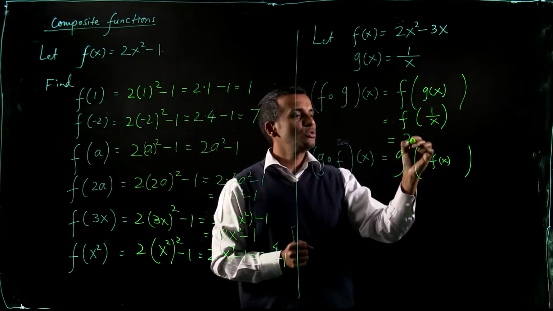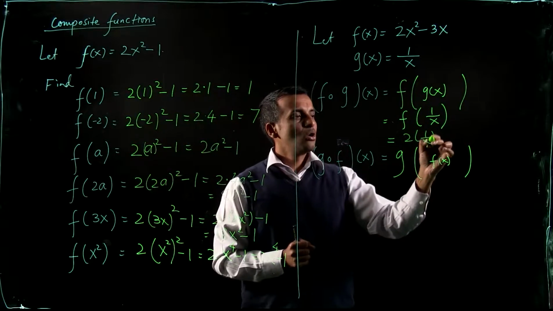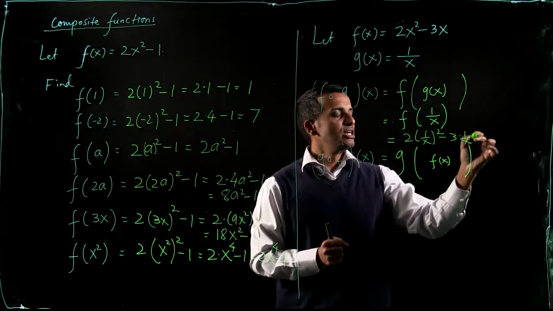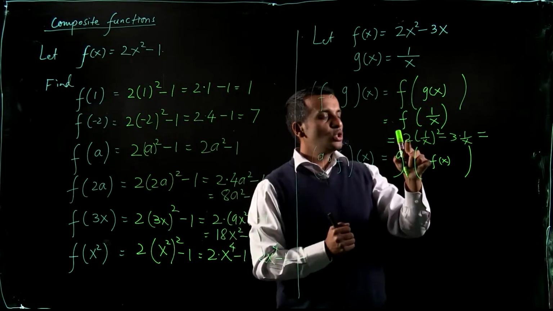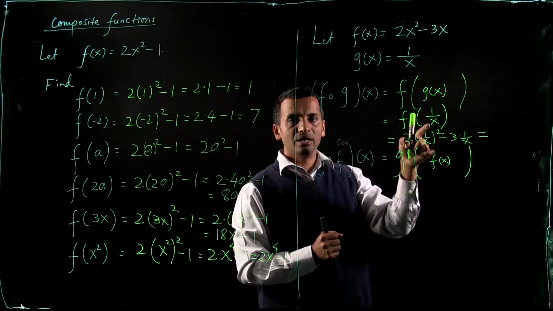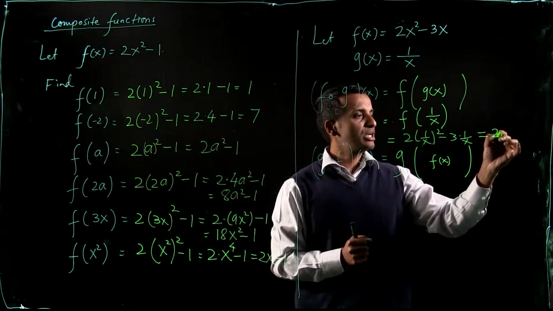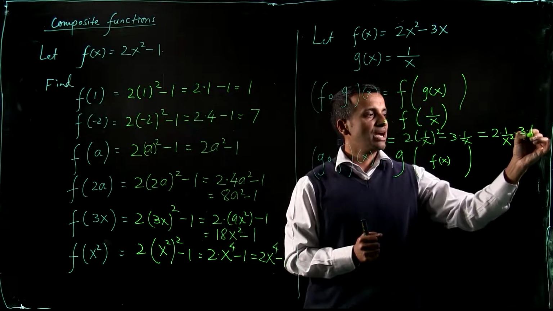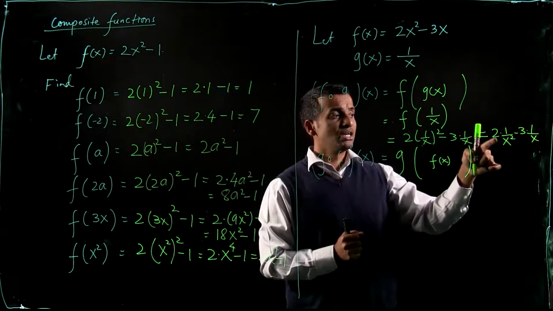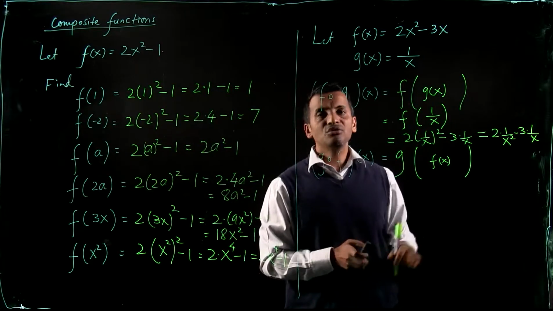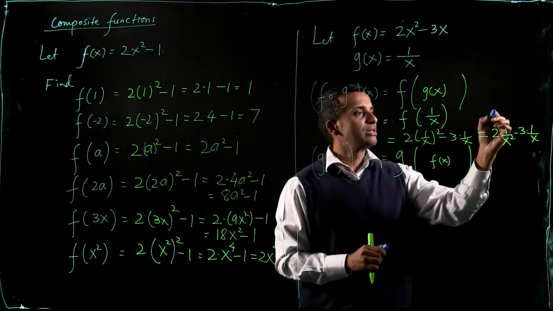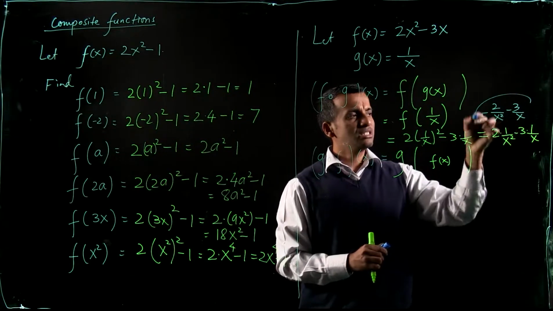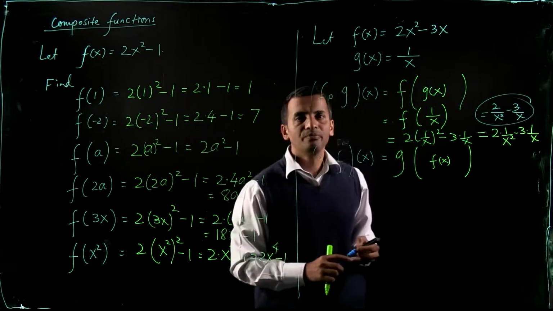So what do you do then? You do 2 times 1 over x whole squared, right? And then minus 3 times 1 over x. So if you simplify that, what do you get? 2 times, what is the 1 over x squared? This is 1 over x squared, right? So 2 times 1 over x squared minus 3 times 1 over x. Or for simplicity, you can write 2 over x squared minus 3 over x. You can write that way too. This is also fine, or that is also fine.